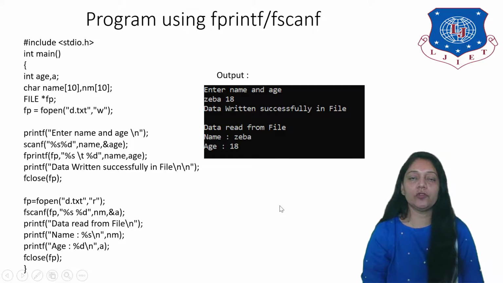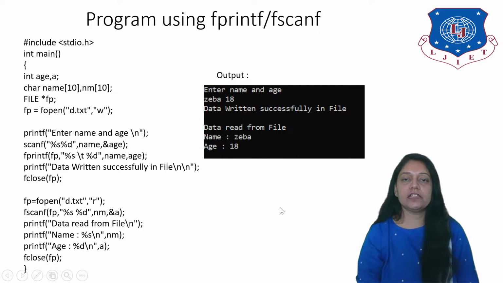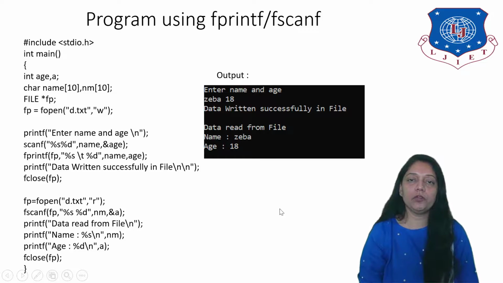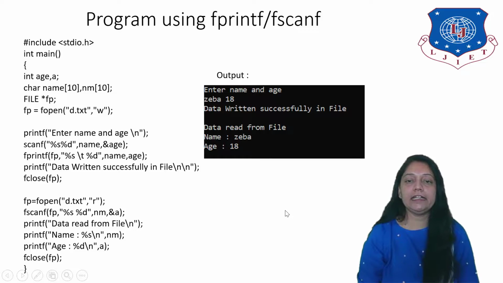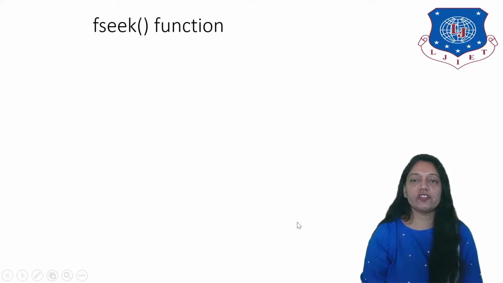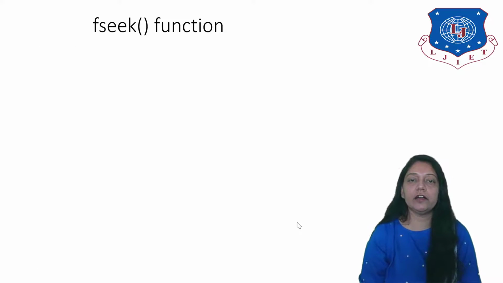So we have seen how to use fgetc, fputc, getw, putw, and fprintf, fscanf, different methods of how to read and write data from a file. The next three functions are functions for dealing with the file pointer.